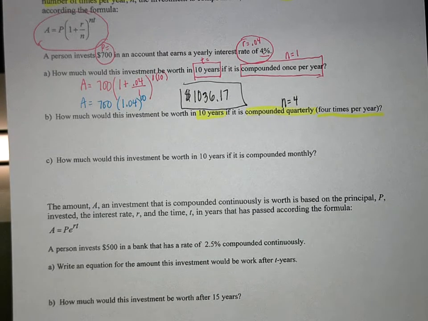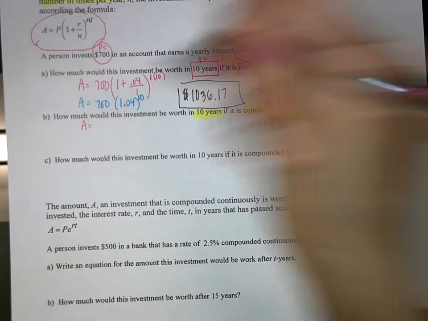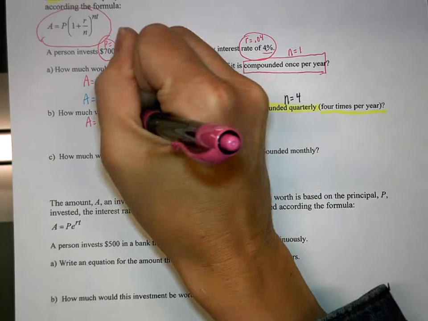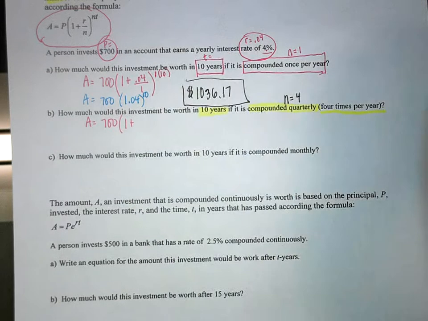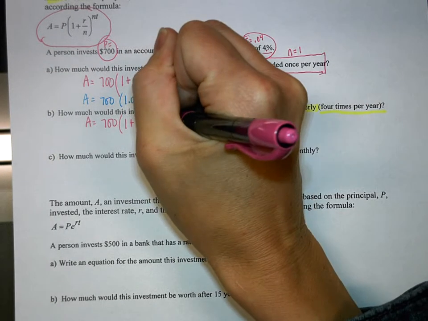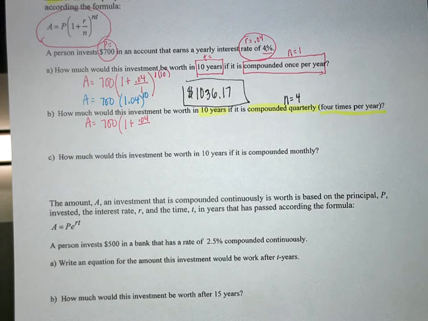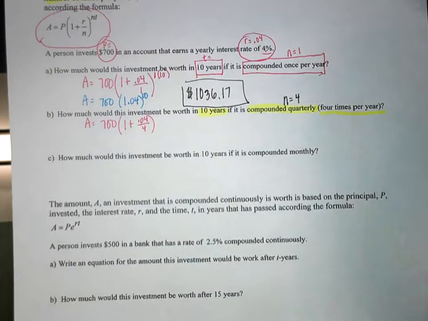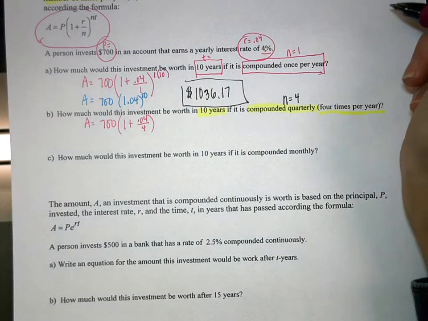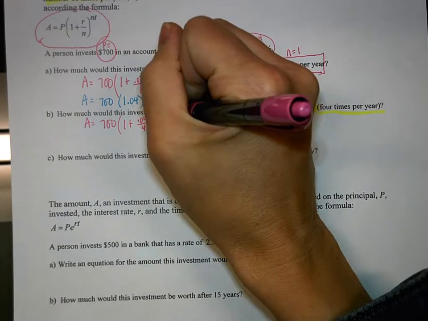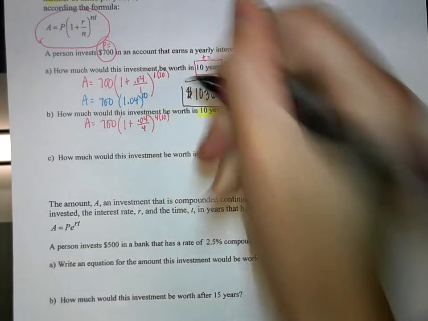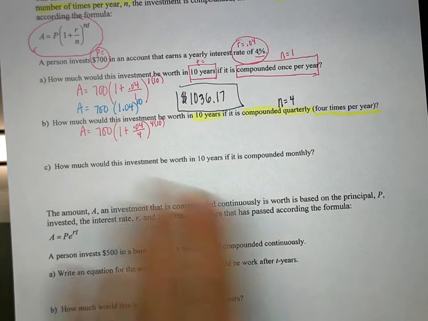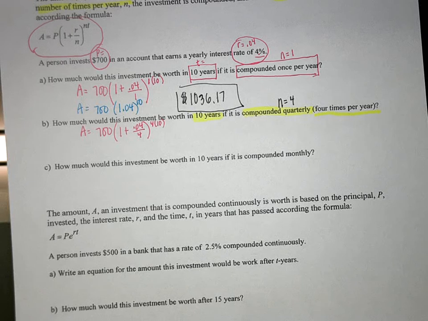Let's go ahead and write this out. A equals, our principal amount is still what? 700 times 1 plus, my rate is still 4%, which is 0.04, but this time we are dividing by 4 because it's compounded quarterly. And then it's raised to the what? Very good, 4 times 10. And then we're going to go through and simplify. I'd like you to write all this out here because you're able to see where these numbers are coming from if you go back to look at it.